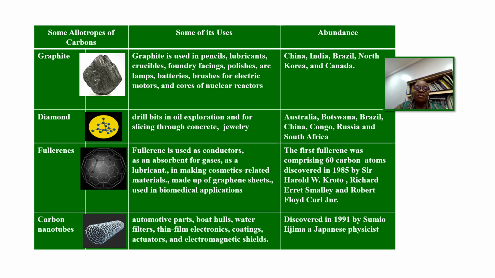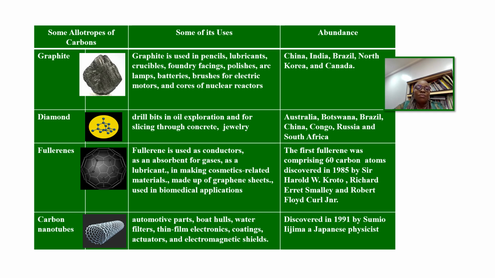As graphite, graphite occurs naturally and is the most stable form of carbon under standard conditions. Graphite is found in abundance in China, India, Brazil, North Korea, and Canada. Graphite is useful in pencil making, as lubricant, in crucibles, and foundry facing. Graphite is also very useful as cores of nuclear reactors.